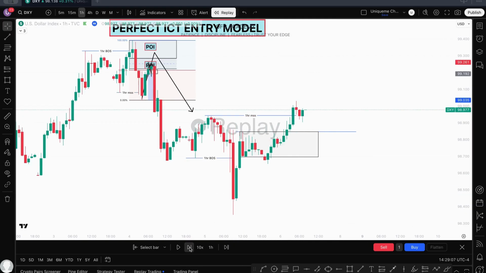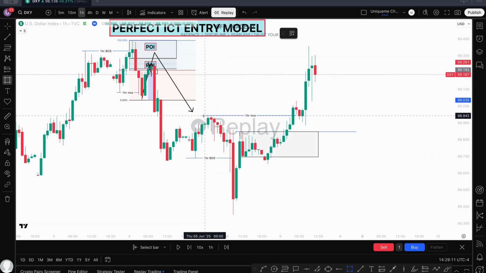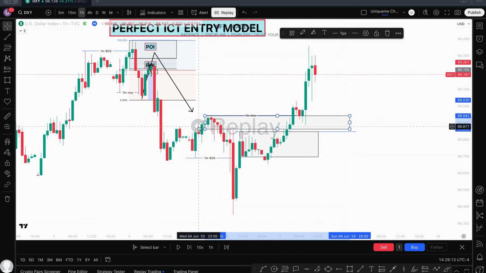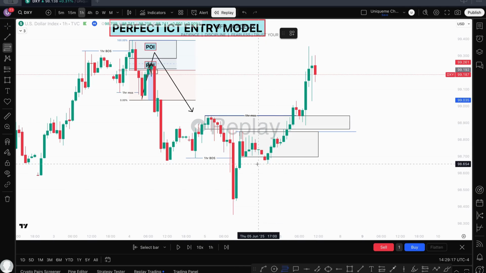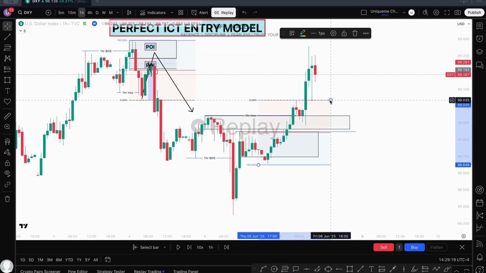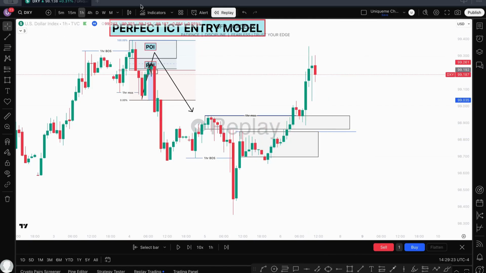Now, what am I going to do? Oh, price left me. I'll mark my institutional reference point, my breaker block, but I will not take this trade. Why won't I take this trade? I won't take this trade because it didn't come to my discount. But some people might want to risk it.